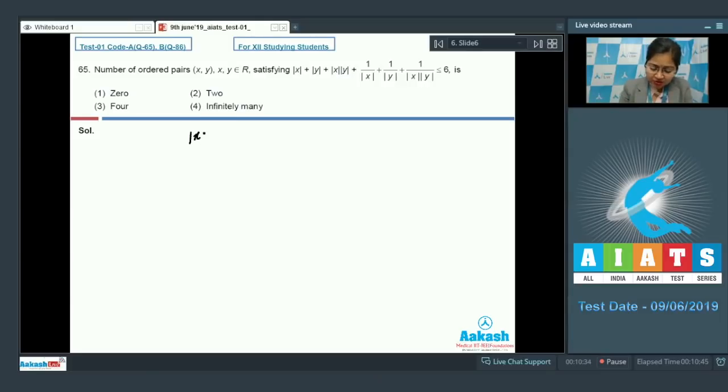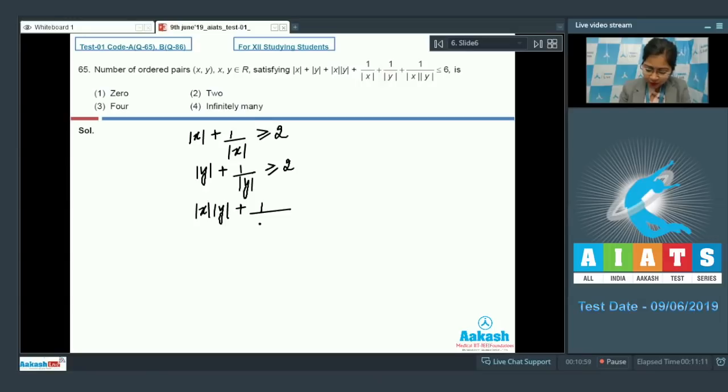See, we know that mod x plus 1 upon mod x is always greater than equal to 2 because mod x is always positive. This can be proved by applying AM-GM inequality also. Also, we know that similarly mod y plus 1 by mod y is also greater than equal to 2. Also, mod x mod y plus 1 upon mod x mod y is also greater than equal to 2.